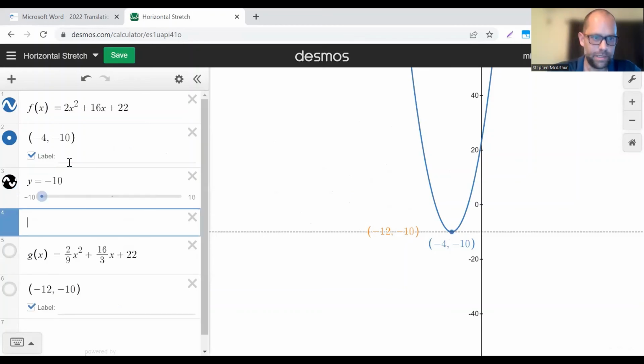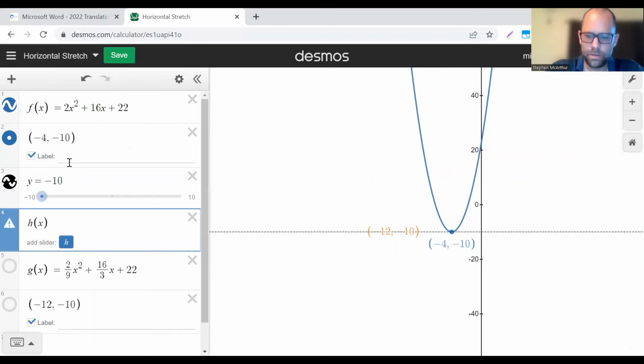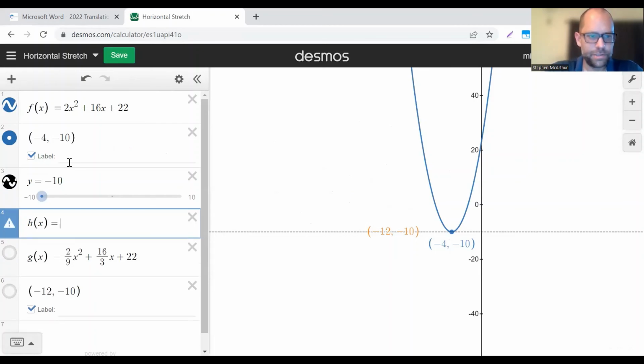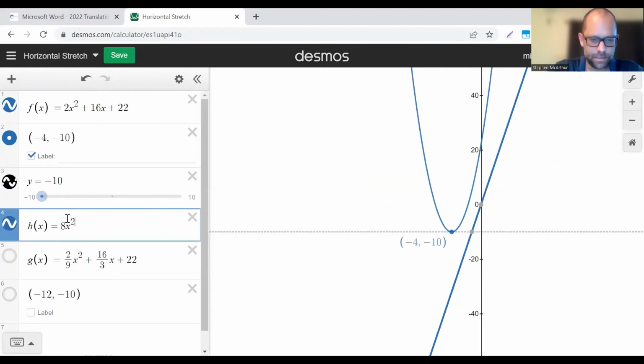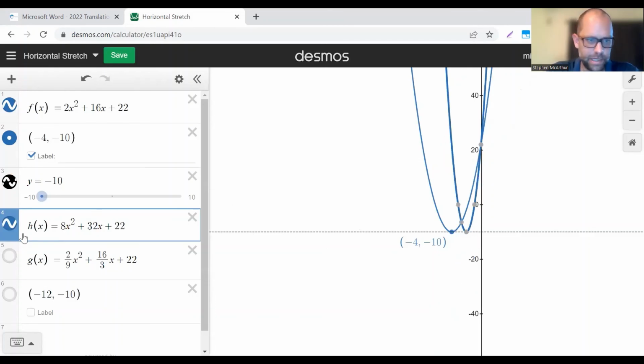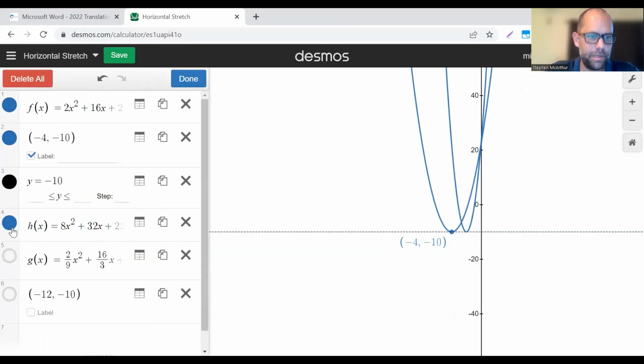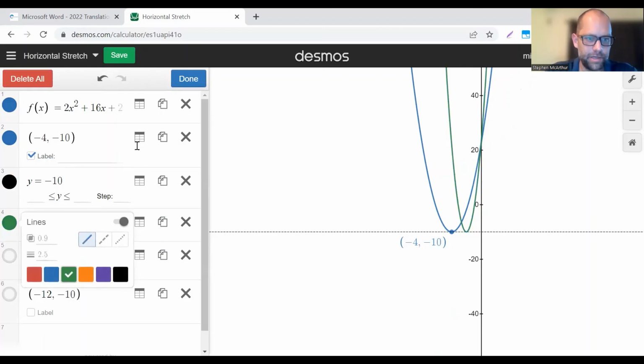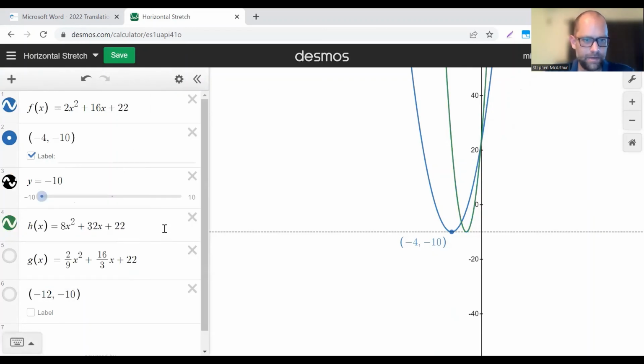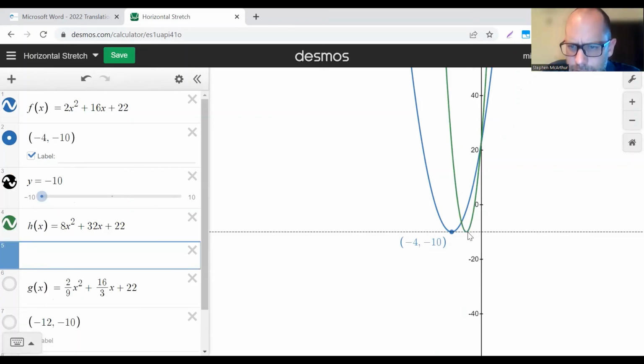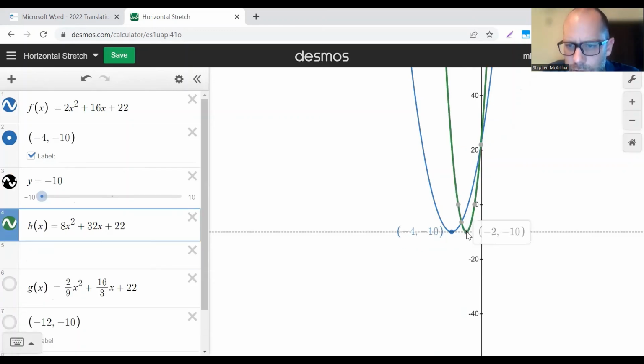Okay. But what we do want is, let's do another one. Let's call this h of x. It's some new function. Oops, I don't need that label anymore. Right, it was 8x squared plus 32x plus 22, I believe. Okay, now let's change the color scheme here. I'd like to at least have, I made it green, didn't I? Okay, lovely. Now let's get a turning point, actually. It would be a nice point for us to know.